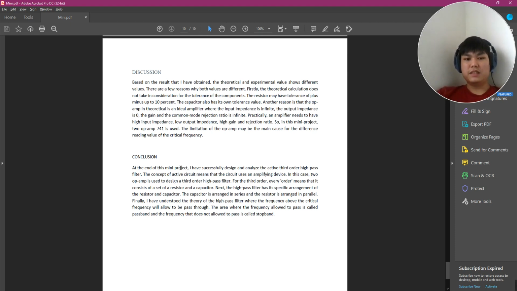In conclusion, I successfully designed and analyzed the active third order high pass filter using the concept of an amplifying device. Designing a third order filter basically requires three sets of RC circuits, which we then combine in cascade using the op-amps.